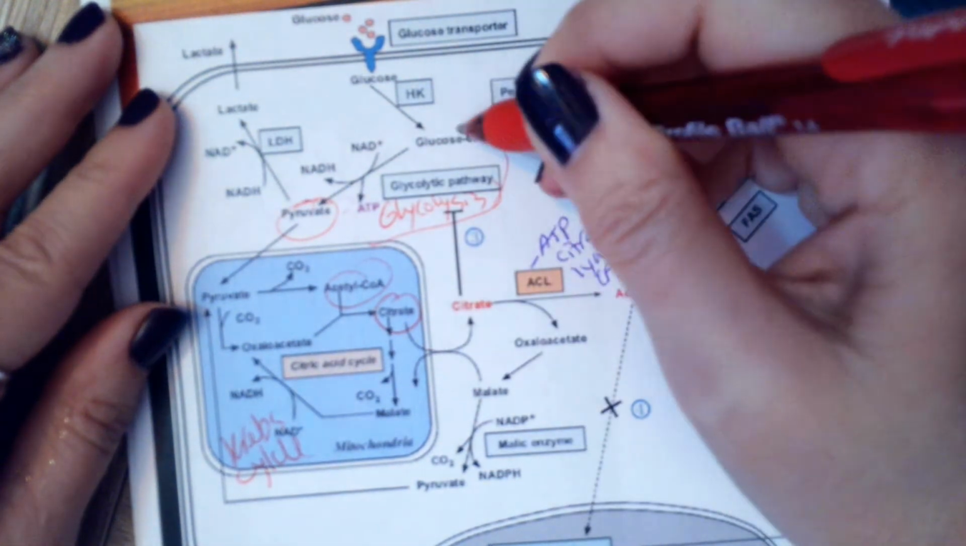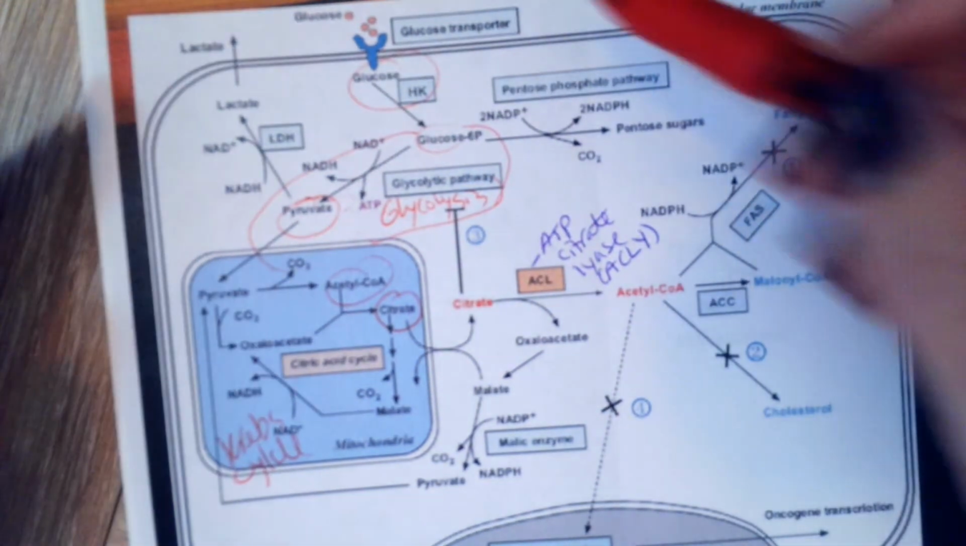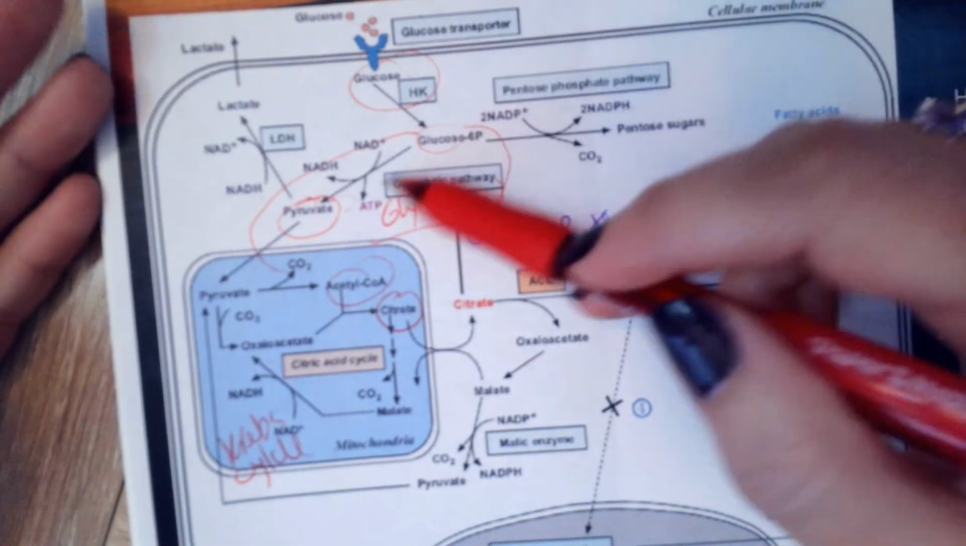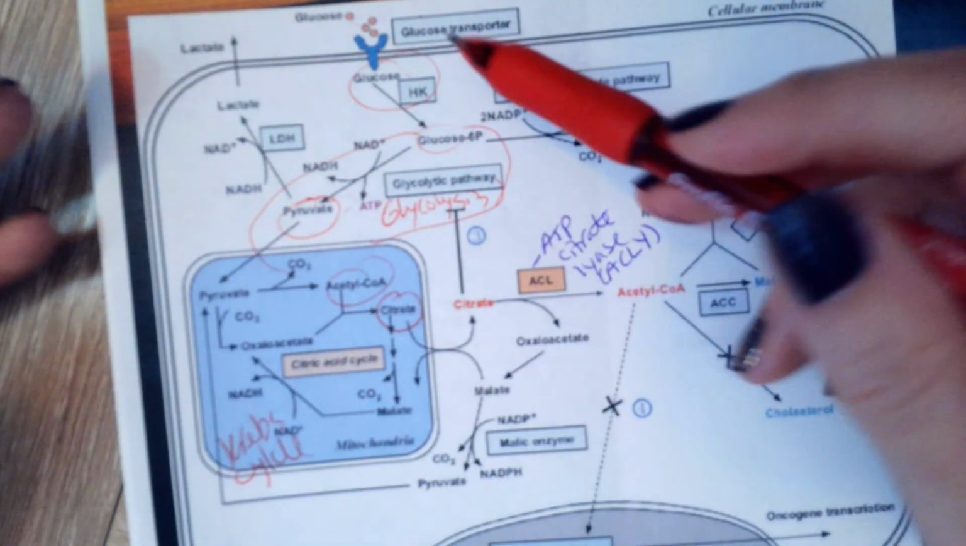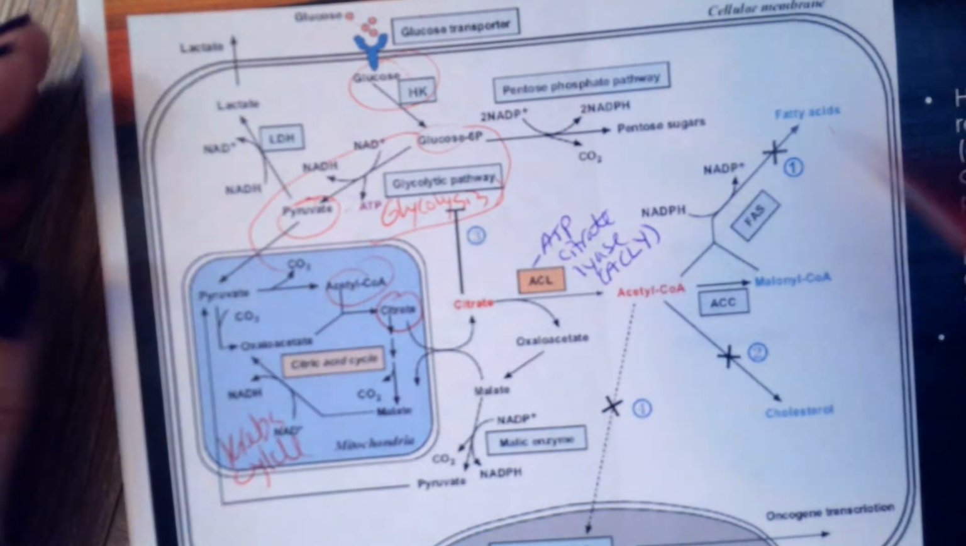There's glucose 6P, that's the beginning of glycolysis. There's glucose, there was glucose getting transported into the cell. So we've got a good amount of this that we already know and we can easily recognize.